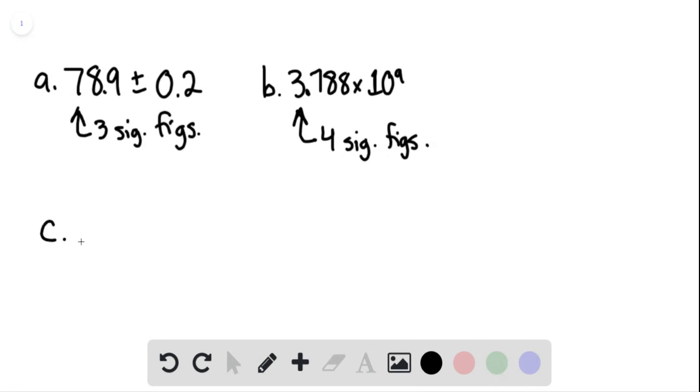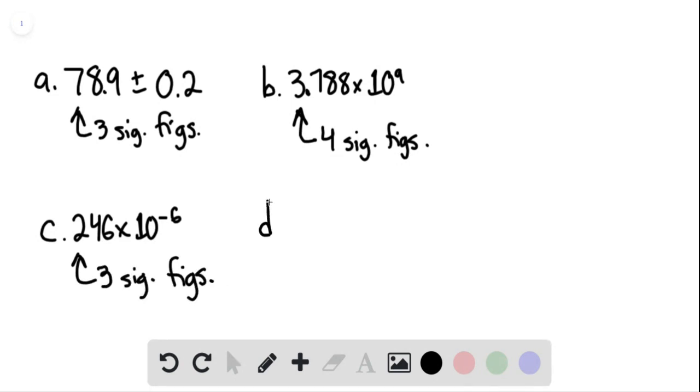Part C, we then have 246 times 10 to the negative 6th. Again, we are only counting the number before the multiplication sign. So 246, 1, 2, 3, 3 significant figures.